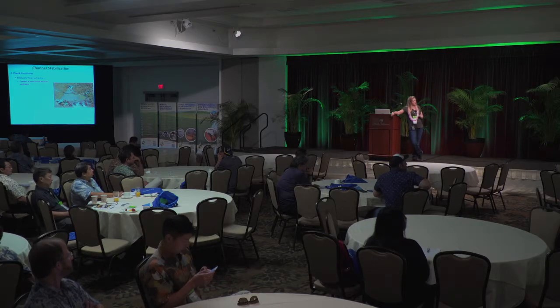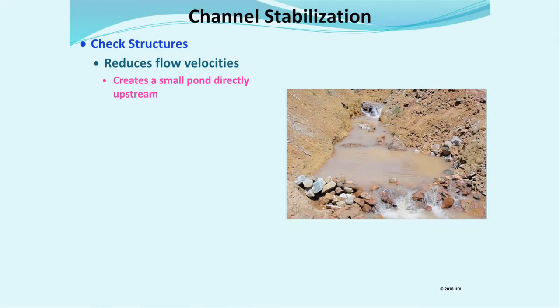The idea behind a check structure is to reduce the flow velocity in the channel itself. And I'll show you a nice little detail here to give you a little more of an explanation as to why that's important. Basically, it creates a small pond directly upstream of the check structure itself, and that helps slow down the velocity, and it also allows for any materials to possibly fall out of suspension, so it's working in two different ways.